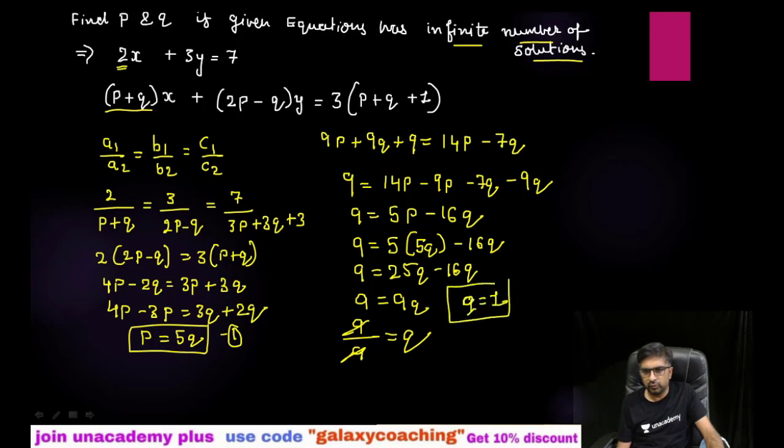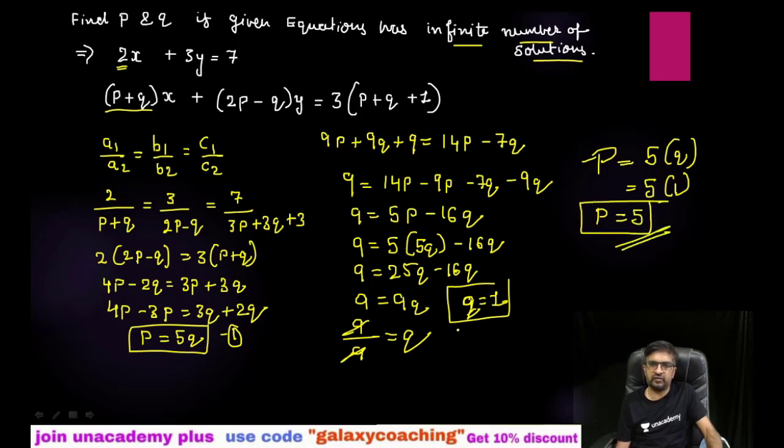Value of q will be 1. Now keep it here. So what will be the value of p? p equals to 5q. And now we know q is 1. So 5 ones are 5. So the value of p is 5. So guys, this way easily we can find out the value of p and q from this.